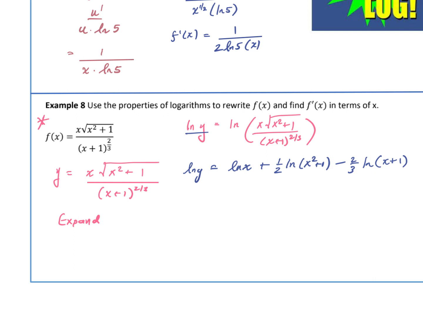Now, if I was to derive this, this is so easy to do. You're just going to treat it like 3 separate terms. So take the derivative of the left-hand side, which is y prime over y. ln of x is just 1 over x, u prime over u. And then this would become 1/2, and then I'm going to do u prime over u, so 2x over x squared plus 1, and then minus 2/3. And again, u prime over u, which is 1 over x plus 1.